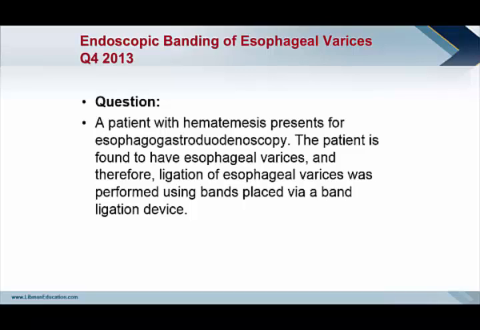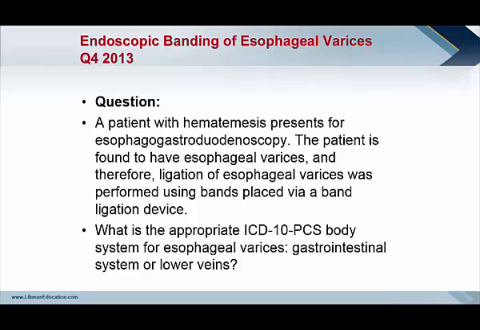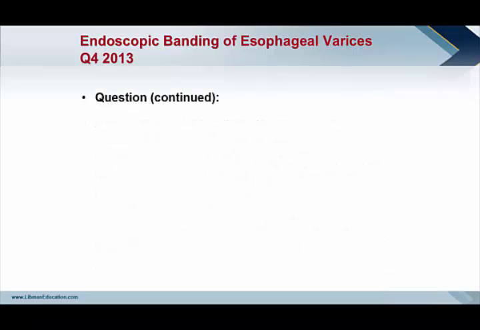The patient is found to have esophageal varices, and therefore ligation of those esophageal varices is performed using bands placed via a band ligation device. The question starts out by saying, what is the appropriate ICD-10 PCS body system for esophageal varices? Is it the gastrointestinal system, or is it lower veins? And right off the bat, it gives you pause, because that's a very odd question for Coding Clinic to be asking.